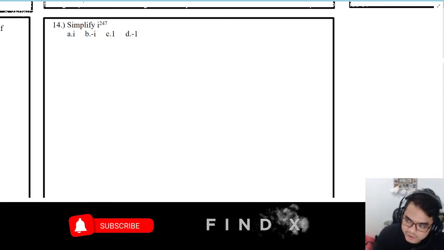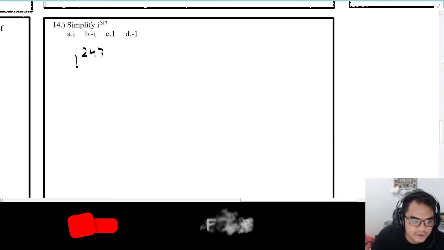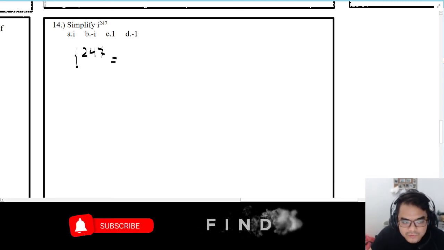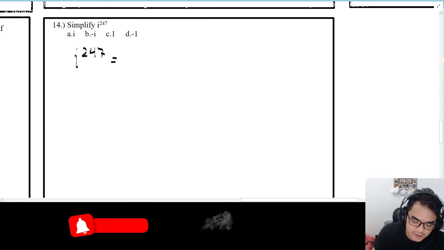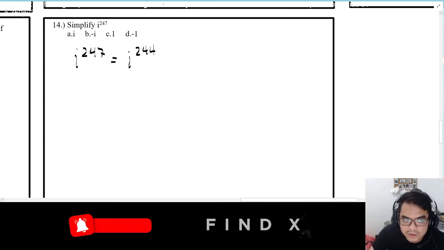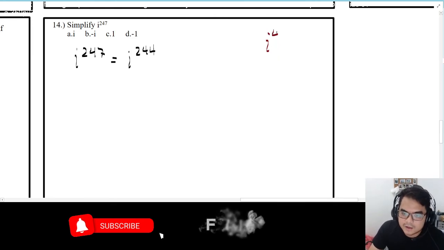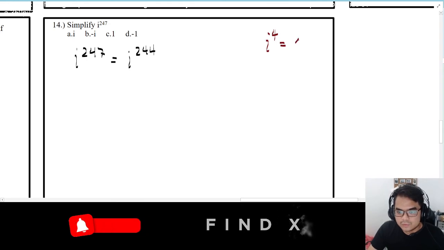So this is already your advanced math, right? So this is really easy. So i raised to 247. And then all you have to do here is to find the nearest number to 247, lower than 247, divisible by 4. So that number is i raised to 244. So we already know here that i raised to 4, or i to the fourth, is equal to 1, right?